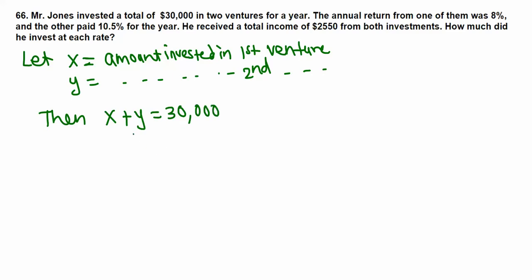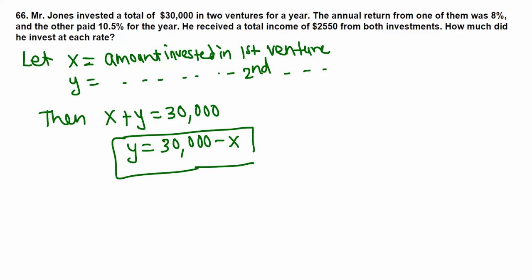Now we can solve this equation for Y. Subtract X from both sides, so we get Y equals 30,000 minus X. Later, as soon as we get the value of X, we subtract X from 30,000 to get the value of Y, where Y is the amount invested in the second venture.